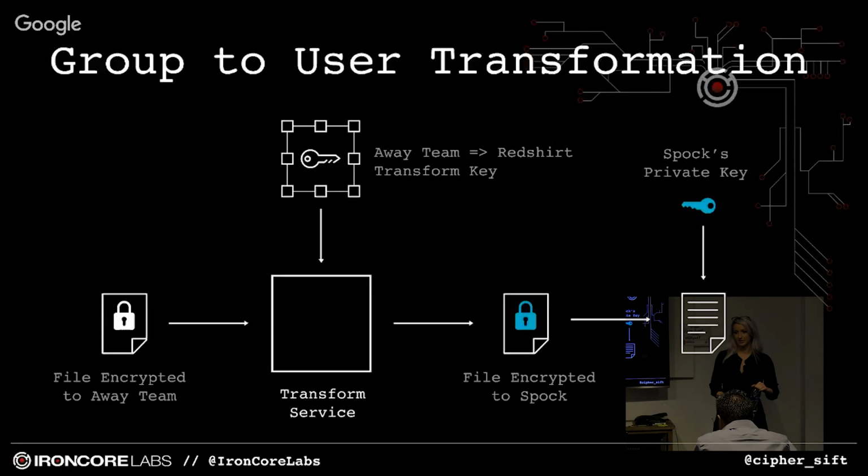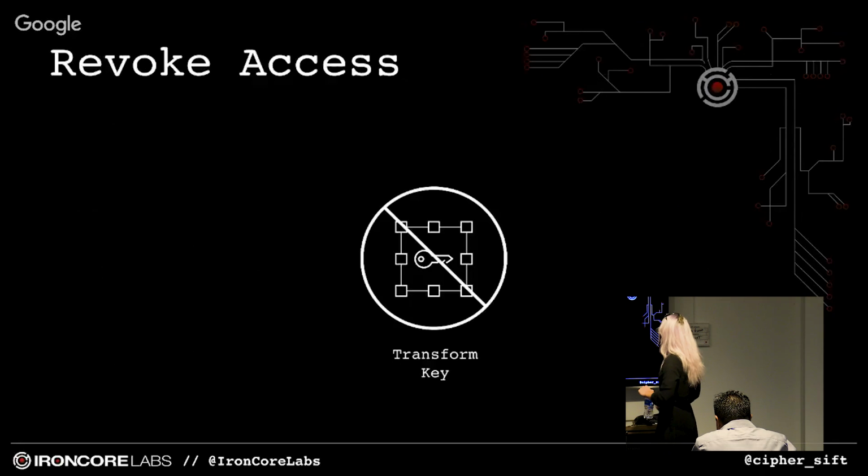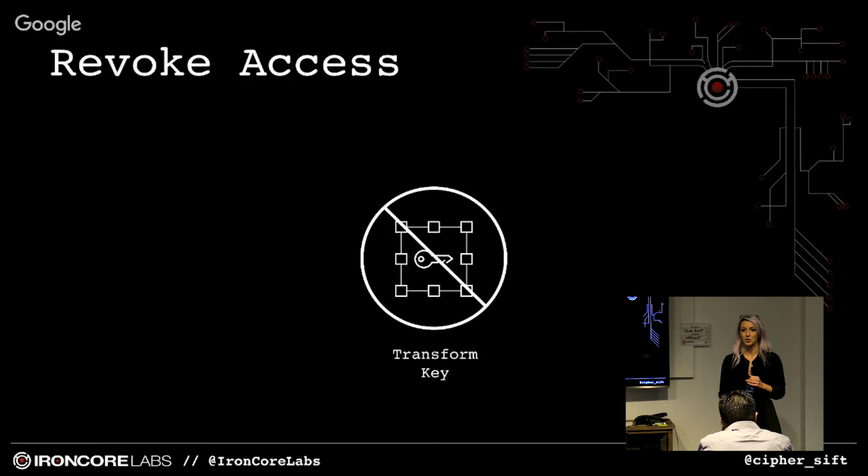Cool? Awesome. So, in order to revoke access, all I'm doing is deleting the transform key from the group to that user, essentially removing them from the group, and they can no longer view decrypted data.